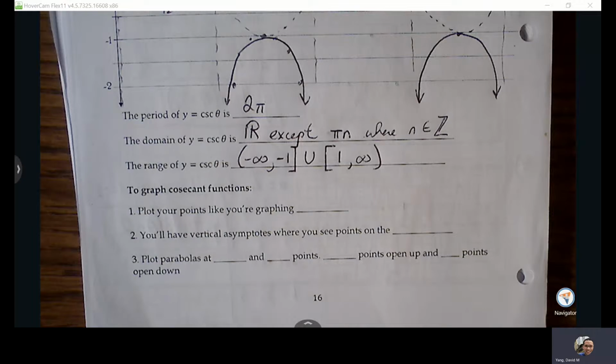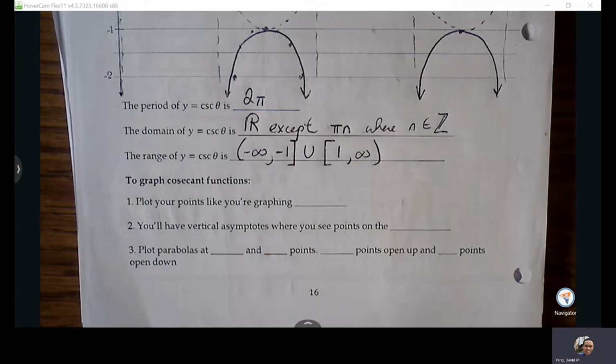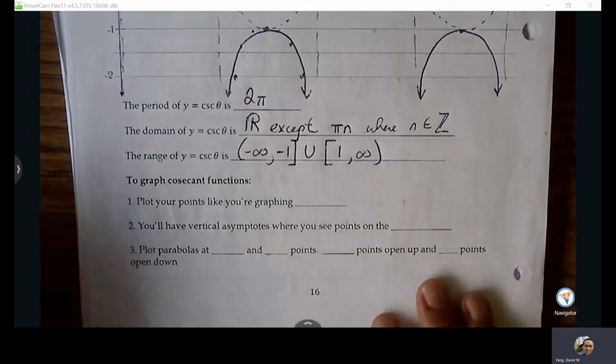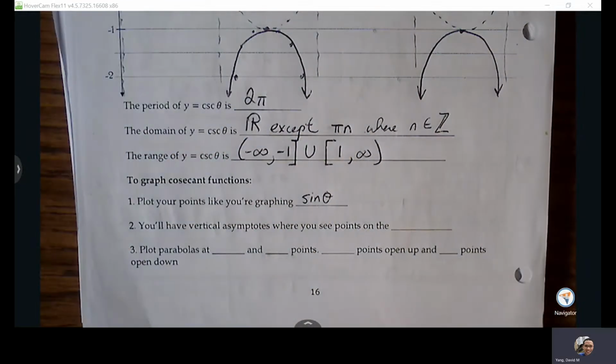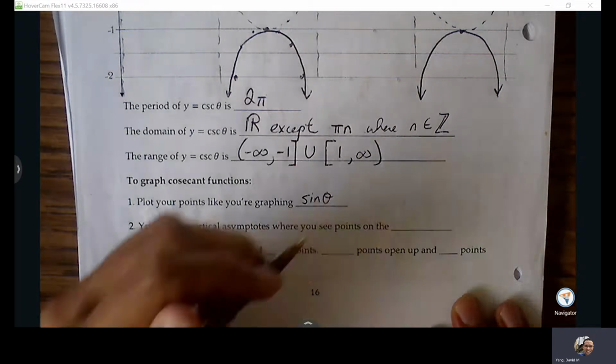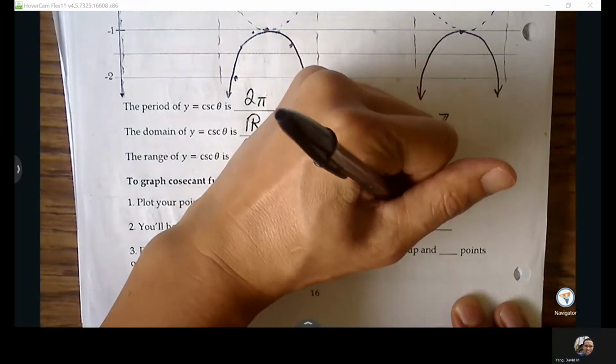Okay, any questions here? Okay, so here are some tips for graphing cosecant functions. First, plot your points as if you're graphing sine. Basically, you're ignoring the fact that it's even cosecant until the very end. We'll have vertical asymptotes wherever you see points on the x-axis.